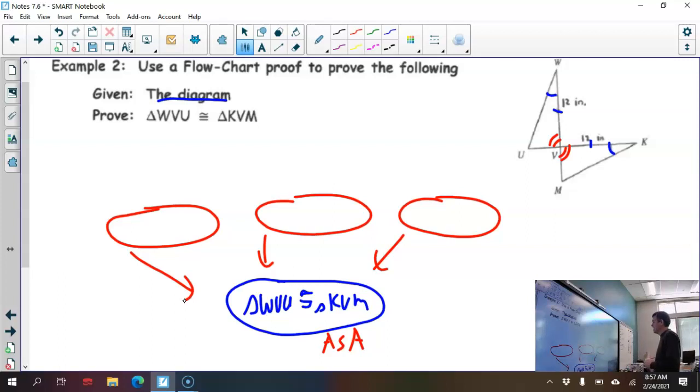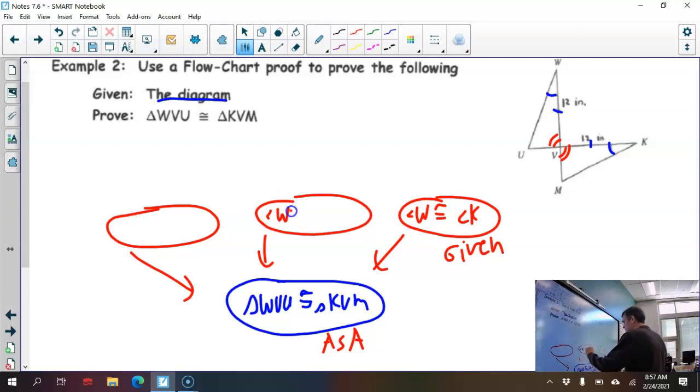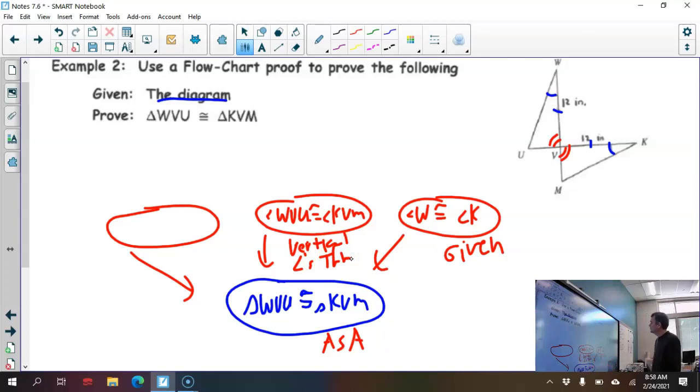Let's see. I know that angle W is congruent to angle K. That was marked in the diagram, so that's given. I know that angle WVU is congruent to angle KVM. Those are my red ones in the middle. Why do I know those are congruent? By the vertical angles theorem.